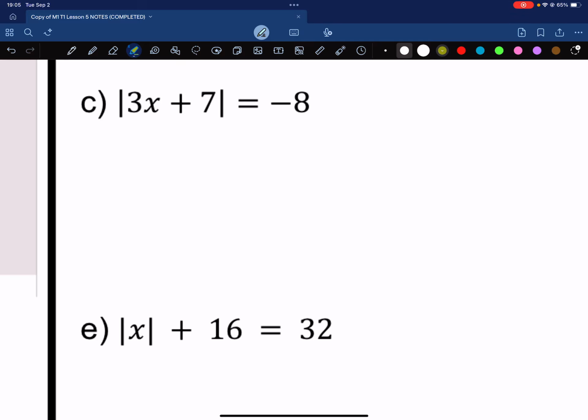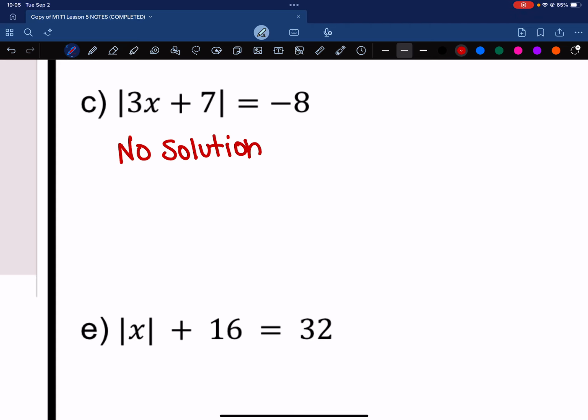Okay, looking at the next one. So again, you ask yourself, is there anything that is being added, subtracted, multiplied, or divided to this absolute value? The answer is no. Now, what we do also need to pay attention to is that we don't go on autopilot mode. So what I mean by that is we got to check, what is this equal to? Well, in this case, this is equal to a negative 8. The absolute value cannot produce a negative number. So in this particular situation, because of that negative 8, this would be a no solution.